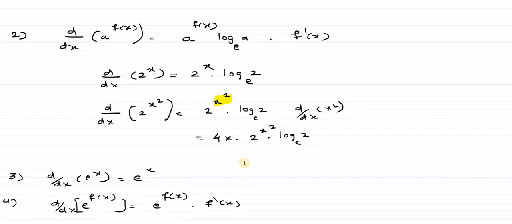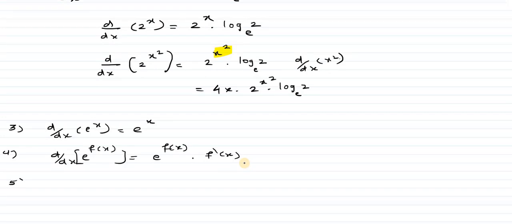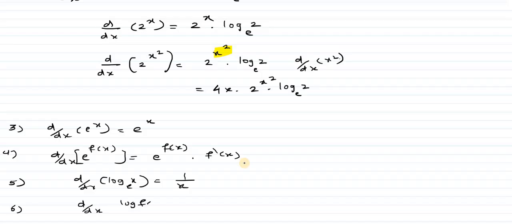Next is what? D by dx of log x to the base e is 1 by x, very simple. But d by dx of log of f of x, if you get it, then what do you have to do? 1 by f of x as it is, and then f dash of x you need to do. Clear? Next is what?